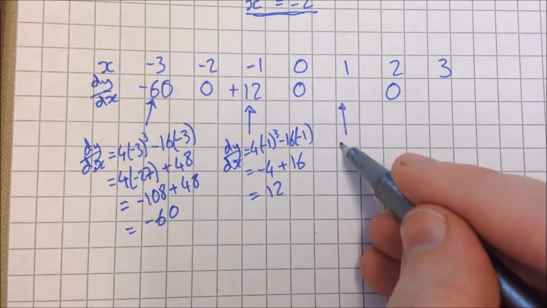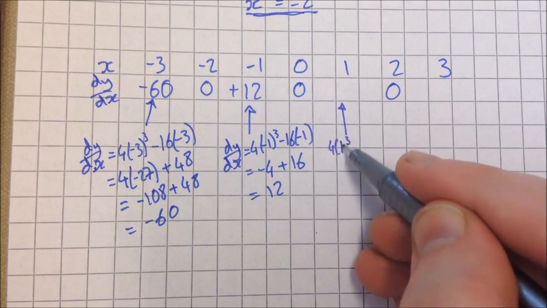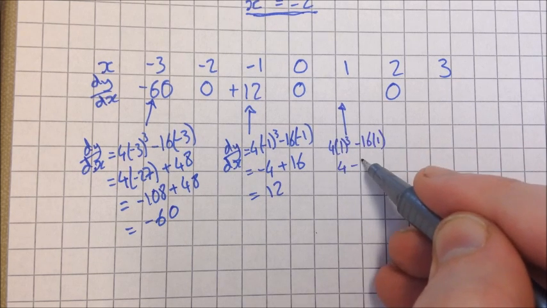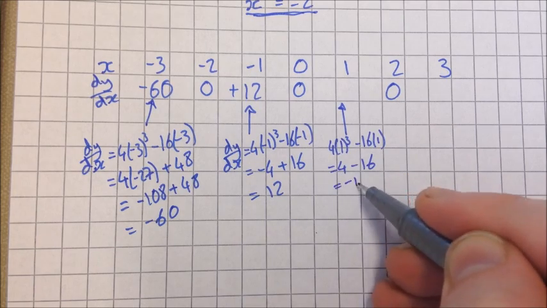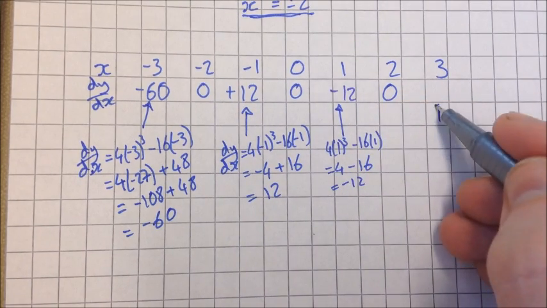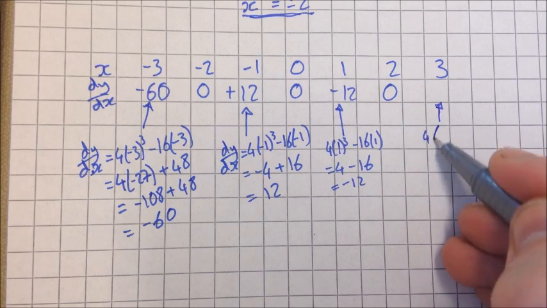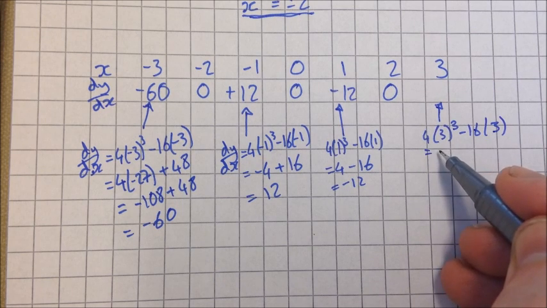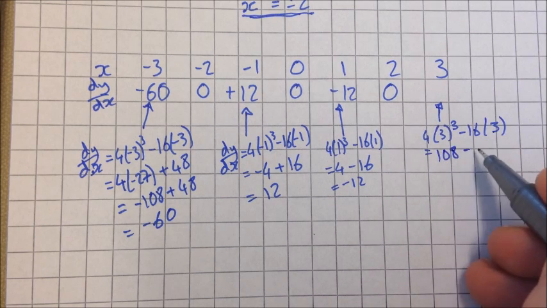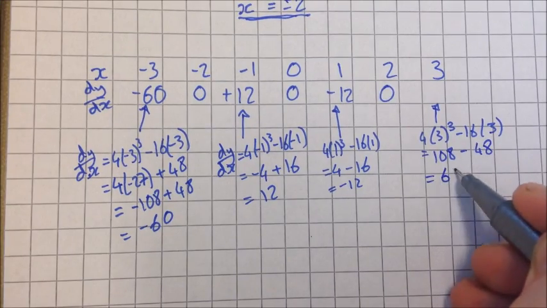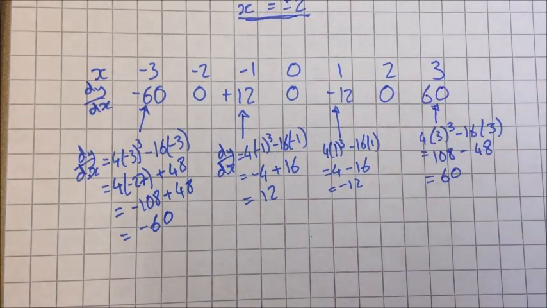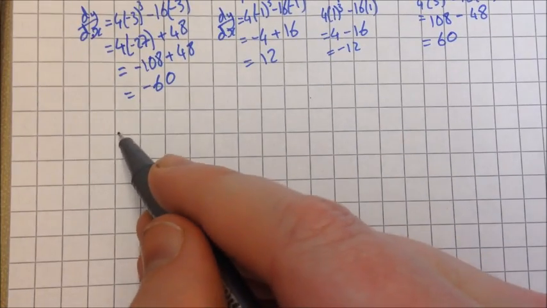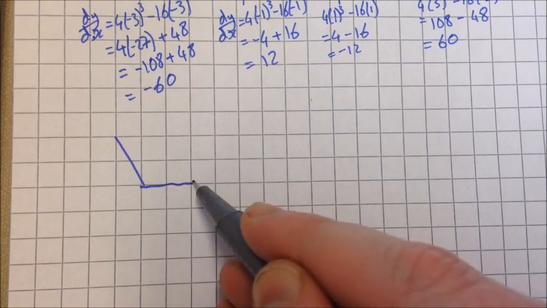1 cubed, 4 lots of 1 cubed there, take away 16 lots of 1, so that is 4 take away 16, which is -12. And this one here, dy dx, is 4 lots of 3 cubed, take away 16 lots of 3. 4 lots of 27 is 108, take away 48, and we're back at 60. So the first 3 points, we've got a negative, a 0 and a positive. Negative, 0, positive.